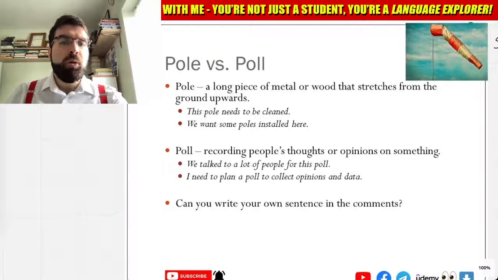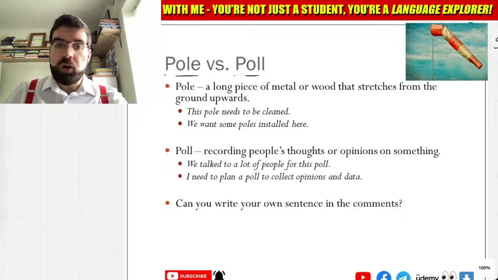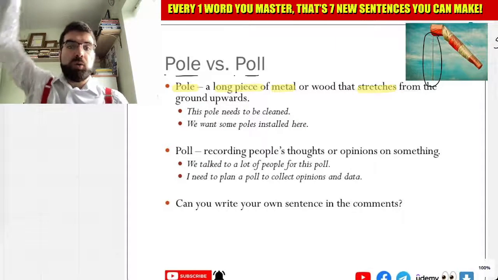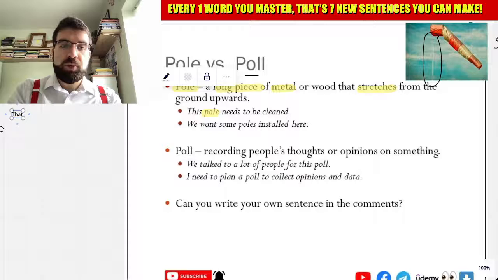So pole, P-O-L-E, and poll, P-O-L-L. Pole and poll. So pole: a long piece of metal or wood that stretches from the ground upwards. So here we are, a pole. This pole needs to be cleaned. That pole is old and needs replacing.